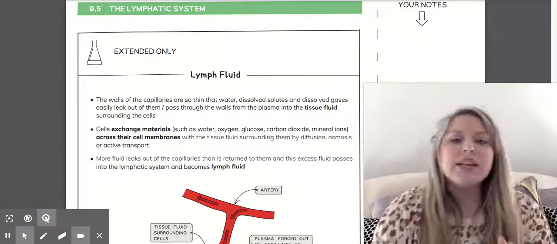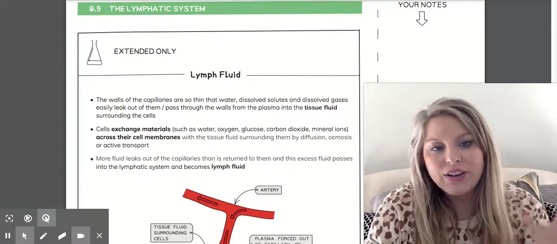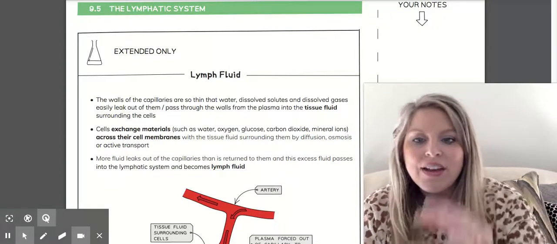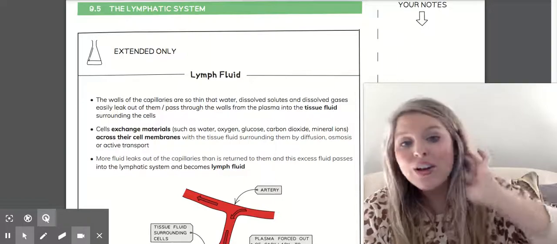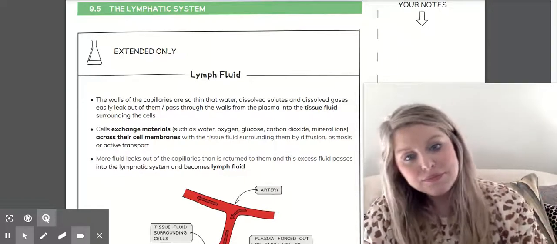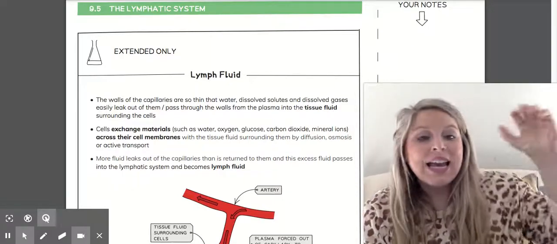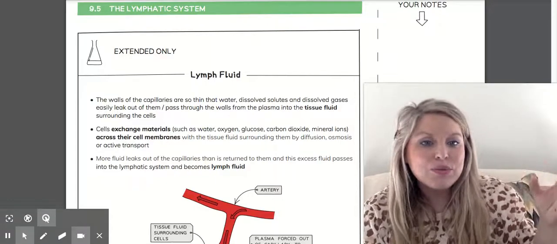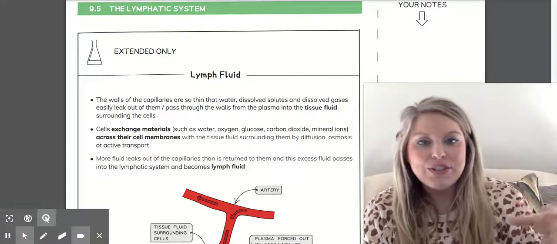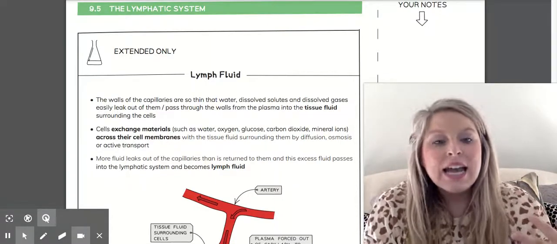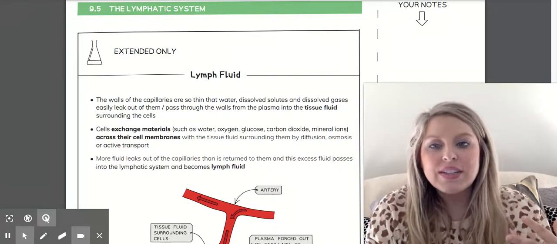So the importance of lymph fluid and your lymphatic system is that lymph is a tissue that surrounds all of your capillaries, arteries, and veins, and it allows things to be absorbed and put back into the bloodstream as it's needed. And as a whole, we really just call this tissue fluid.